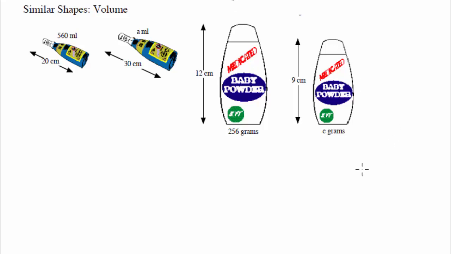Right, so here's the volume scale factor, and just like area scale factor, yes, square that. Volume scale factor, you find the linear scale factor and cube it. That's it. Okay, so we'll just do this quickly.